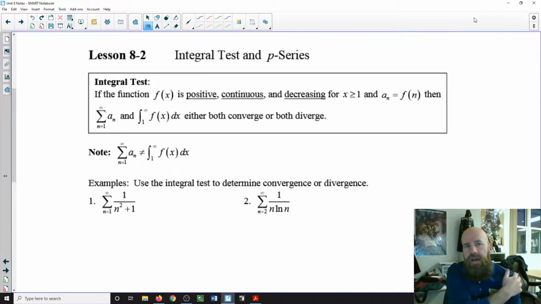Okay, we're going to be looking at a couple different tests here in this section. The first one we're going to take a look at is called an integral test. So I'm going to make probably 2 videos.